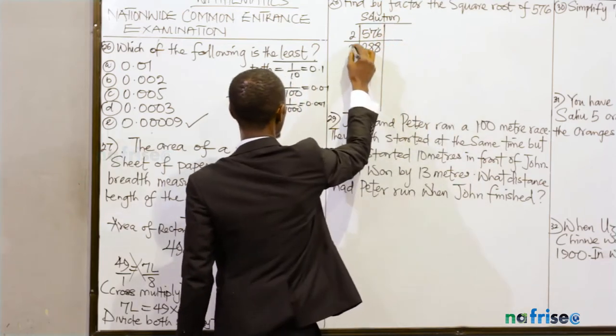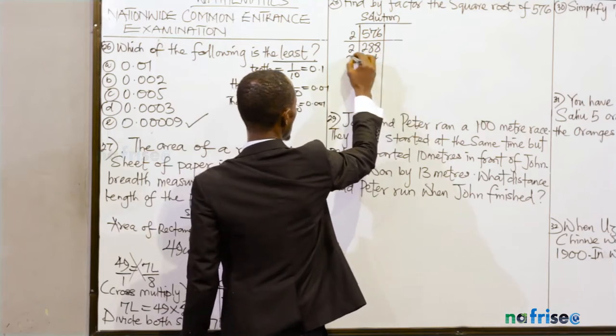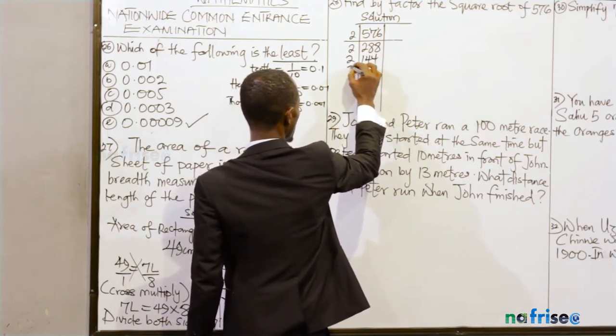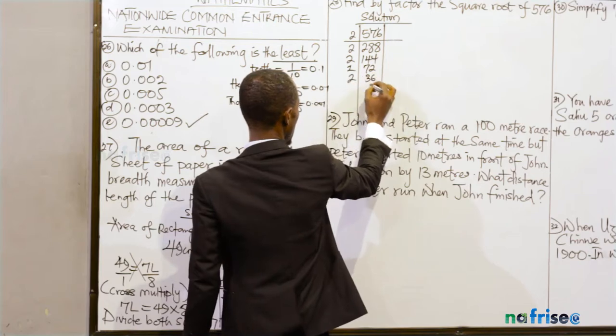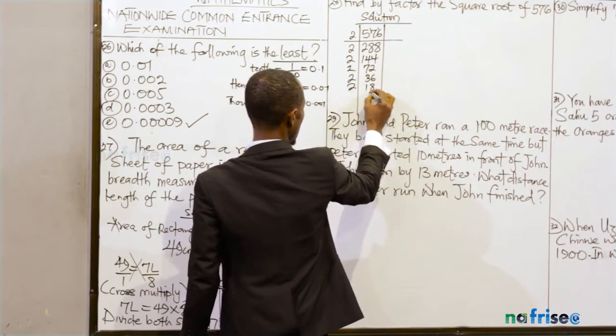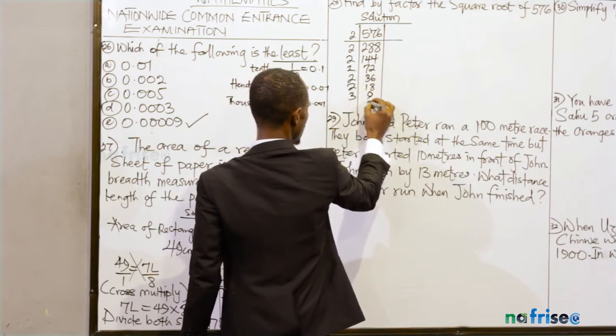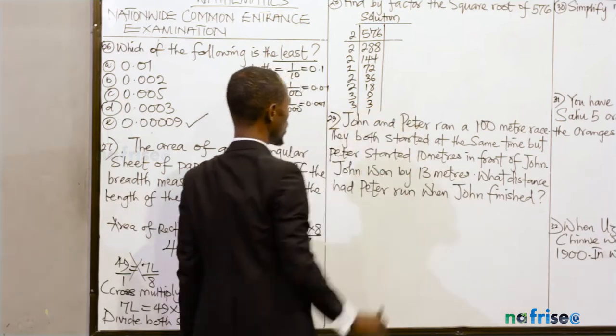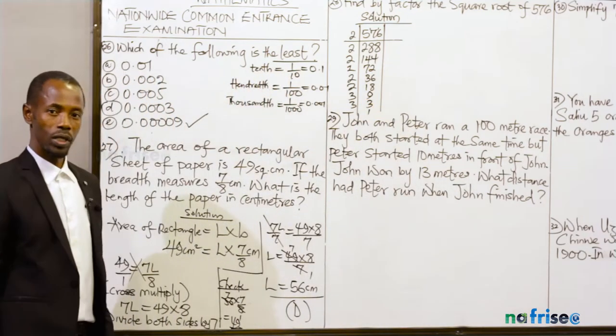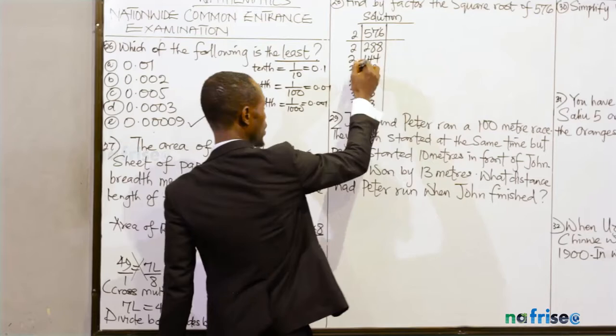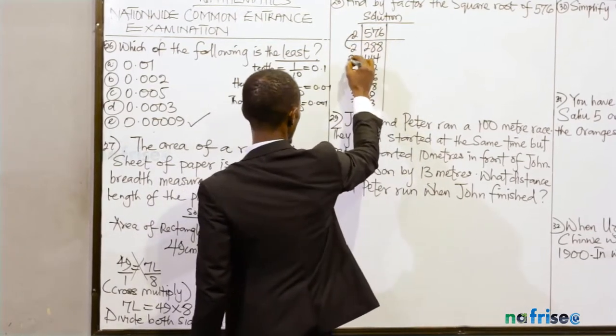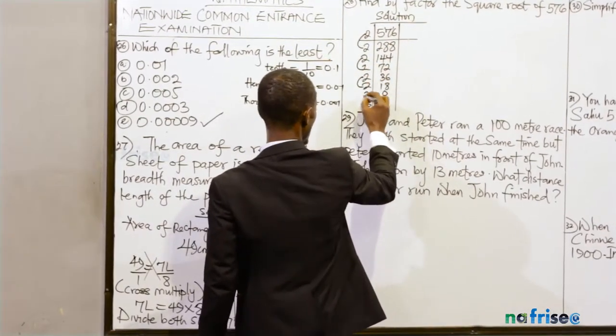We continue again. 2 here, 144. 2 here, 72. 2 here, 36. 2 here, 18. 2 here, 9. 3 here, 3. And 3 here, 1. Okay, now you want to know what the square root of these numbers are. After you finish dividing here, take them in pairs. 2, 2, 2, and 3.